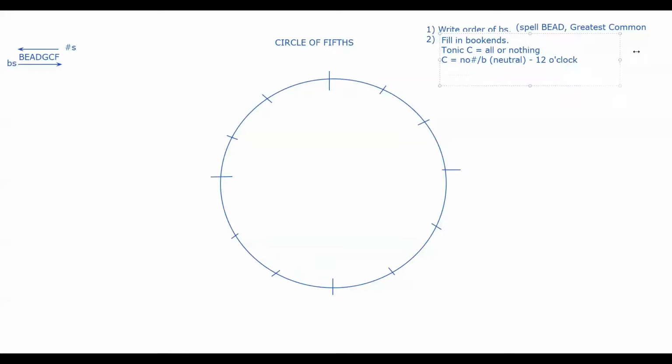Okay. C sharp has all 7 sharps. So that's going to sit at 7 o'clock. C flat has all 7 flats. And that's going to sit at 7 o'clock on the flat side, which is counterclockwise.